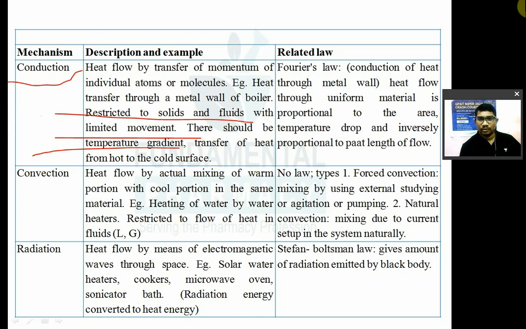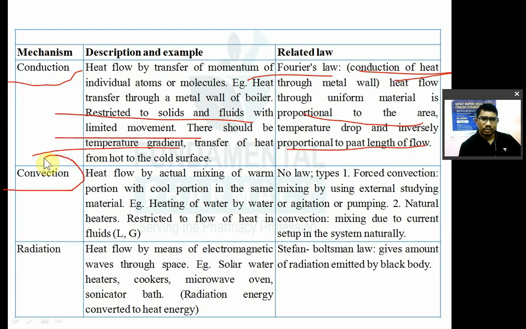Now, इसमें क्या है? There is a Fourier's law. So, conduction of heat through a metal wall. Fourier's law, याद रखो. Heat flows through a uniform material which is proportional to the area and temperature drop across the metal surface and inversely proportional to the path length of flow. Fourier's law, second time. Again mechanism क्या है? दूसरा convection.